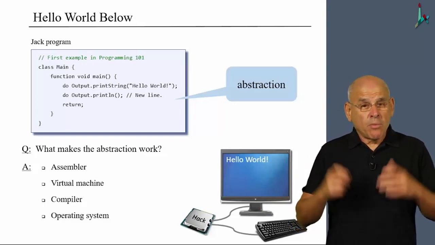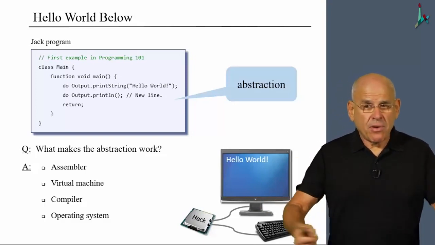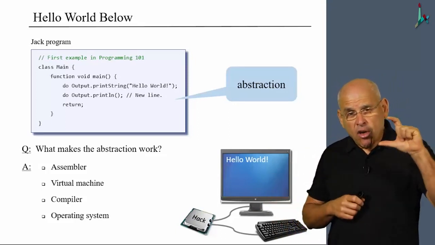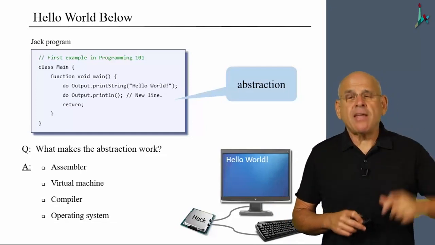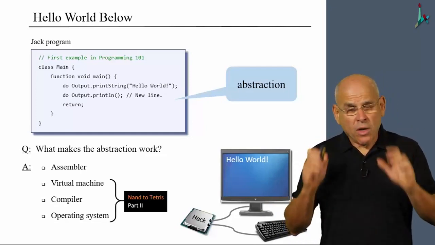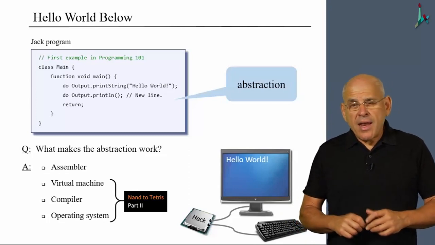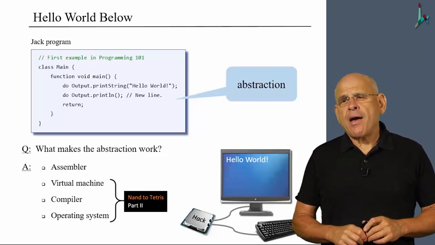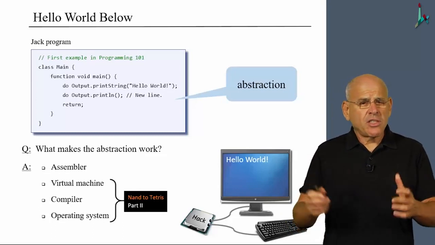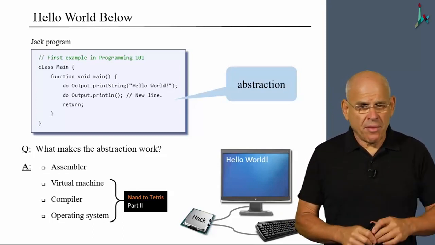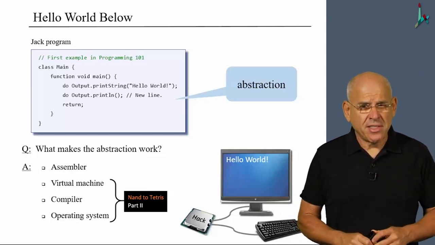And the answer is that what makes them work are things like assembler, virtual machine, compiler, and operating system. And closing this gap, understanding how these things work, is what NAND to Tetris Part 2 is all about. Now, some of you might say, well, I don't understand. Shimon just told me that in order to be an application programmer, I don't have to worry about these things. So why do I have to worry about these things?